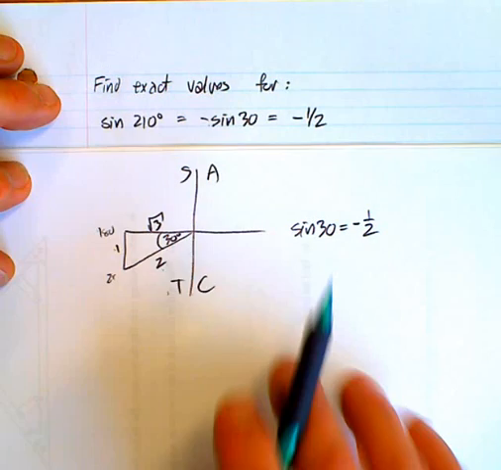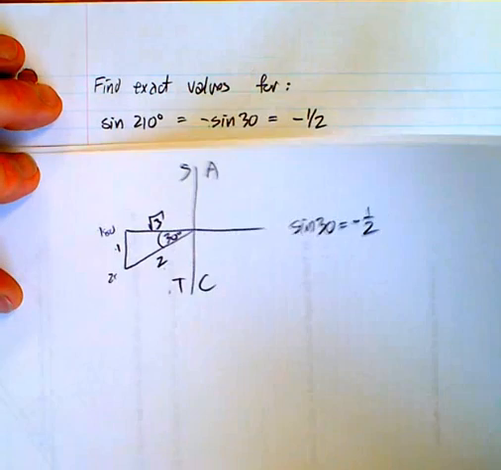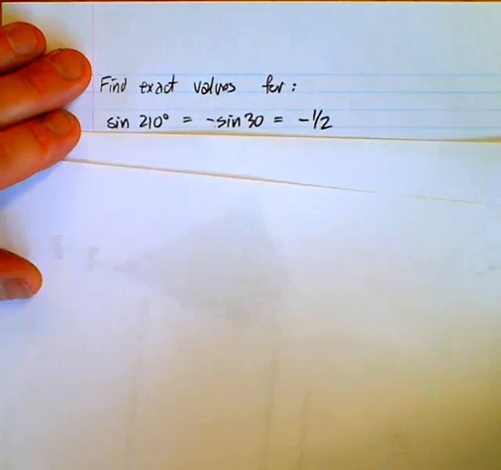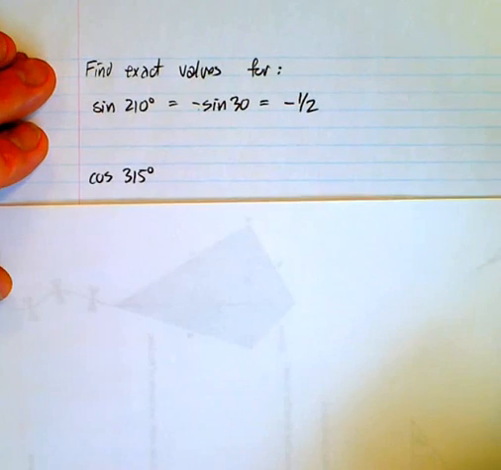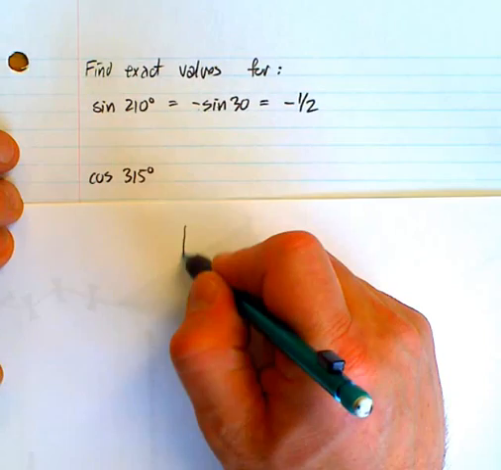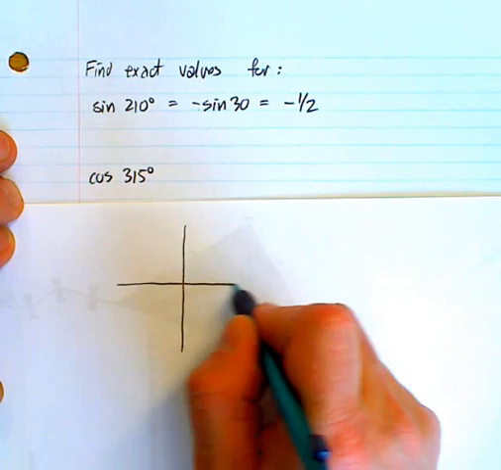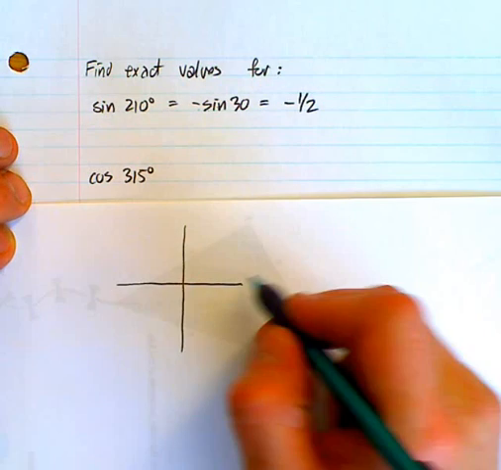Okay, so let's try another one. I'll give you a few minutes, or a second, to give it a shot. Here we go. So find exact values for cos 315. You got to find out where it is. Maybe pause the video, see what you can come up with, okay?